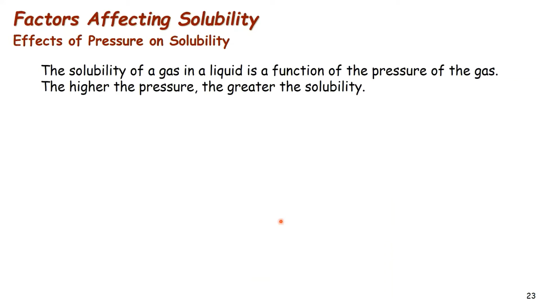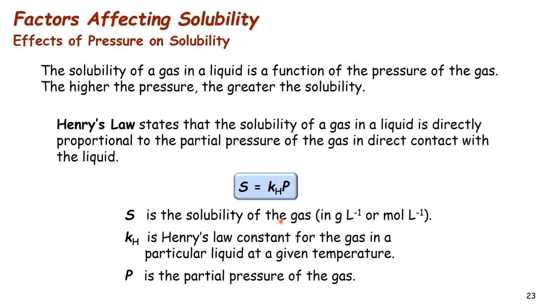We can actually quantify this using what's called Henry's law. So Henry's law says the solubility, and this solubility can be given in either grams per liter or moles per liter. It depends really on what field you're in. In chemistry, it's almost always going to be moles per liter. Engineering, and oftentimes in biology, it's going to be given in grams per liter. Okay? And again, depending on what your field is, what you specialize in, you'll use different units.